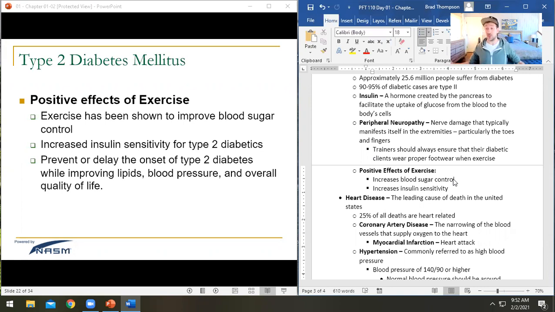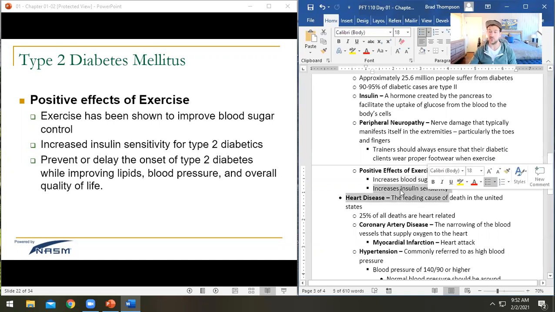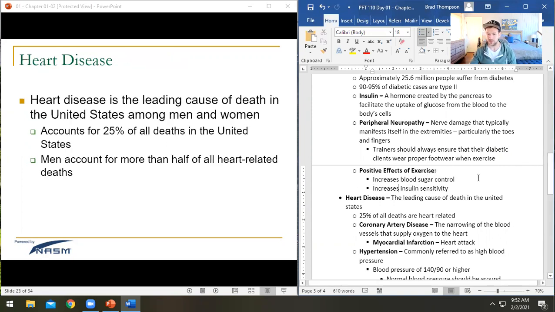If your client has type 2 diabetes, we can resensitize those cells through exercise, because particularly moderate to high intensity exercise, which is primarily targeting glycolysis as an energy system, you are training the cells of your body to pull that sugar out of your blood and convert it to ATP, right? So that is one of the biggest things that we have there. Increased blood sugar control, increased insulin sensitivity. We absolutely love that about exercise.